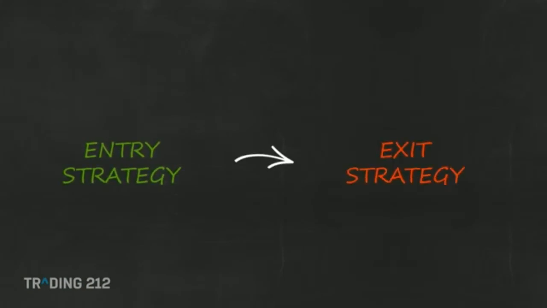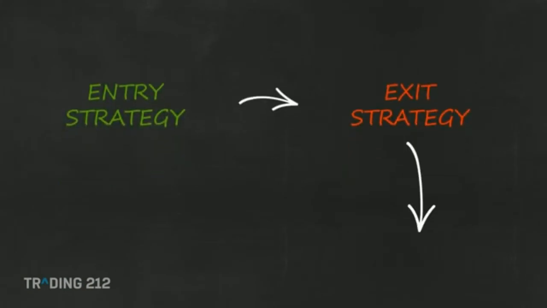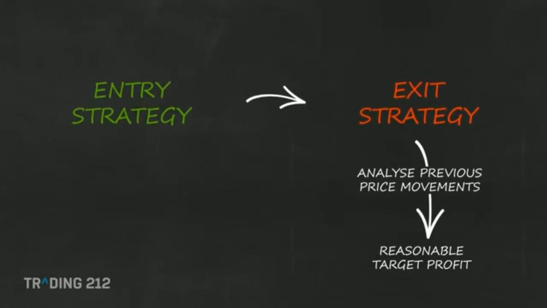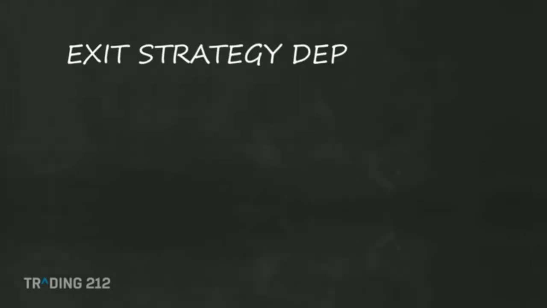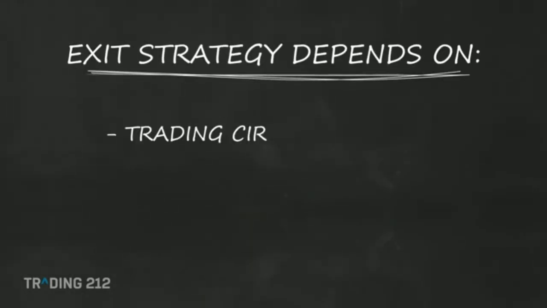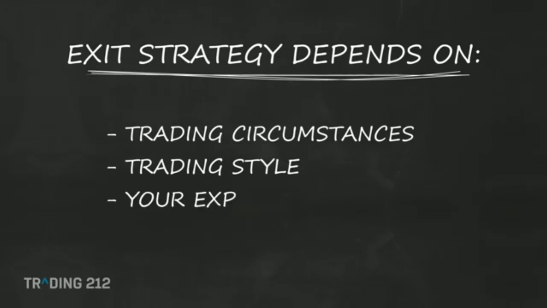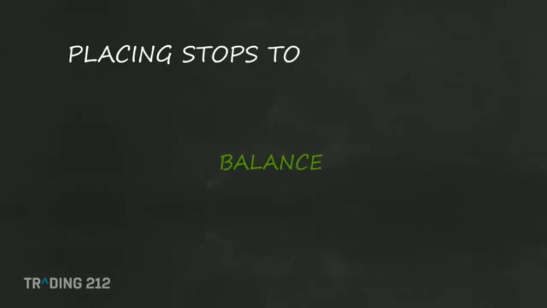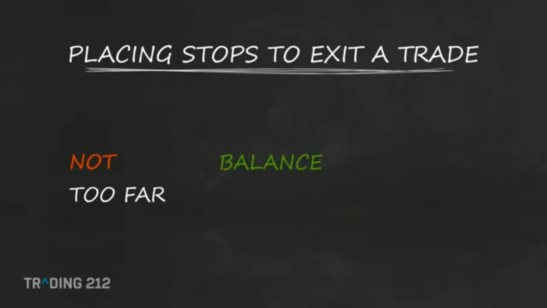Once you have determined your entry, you'll need to have your exit strategy in place. A good way to determine a reasonable target profit is to analyze the previous price movements of the financial instrument. Your exit strategy will largely depend on the specific trading circumstances, trading style, your expectations, and the risk-to-reward ratio you're using. The balance you have to consider when placing your stops to exit your trade is to set them not too far so that you don't lose too much money if the market turns against you, and not too close so that small price fluctuations take you out of your trade too early.